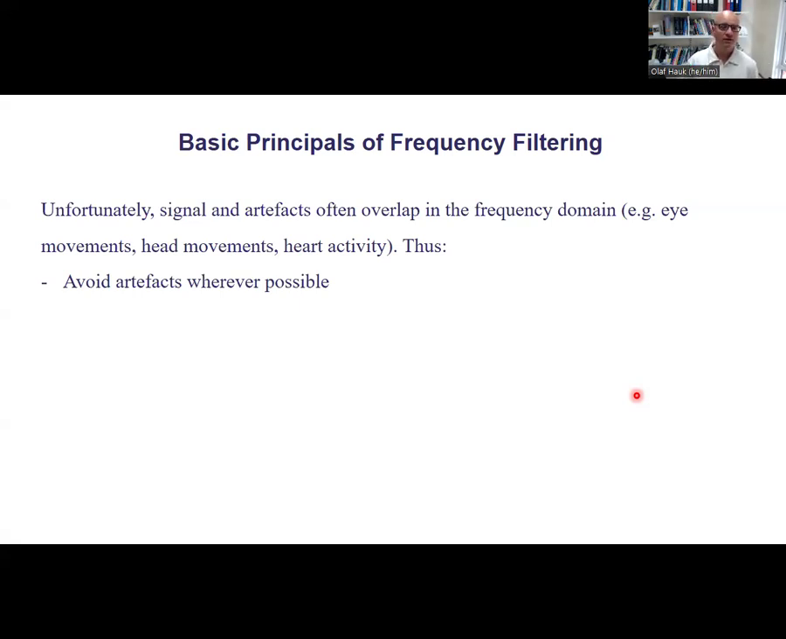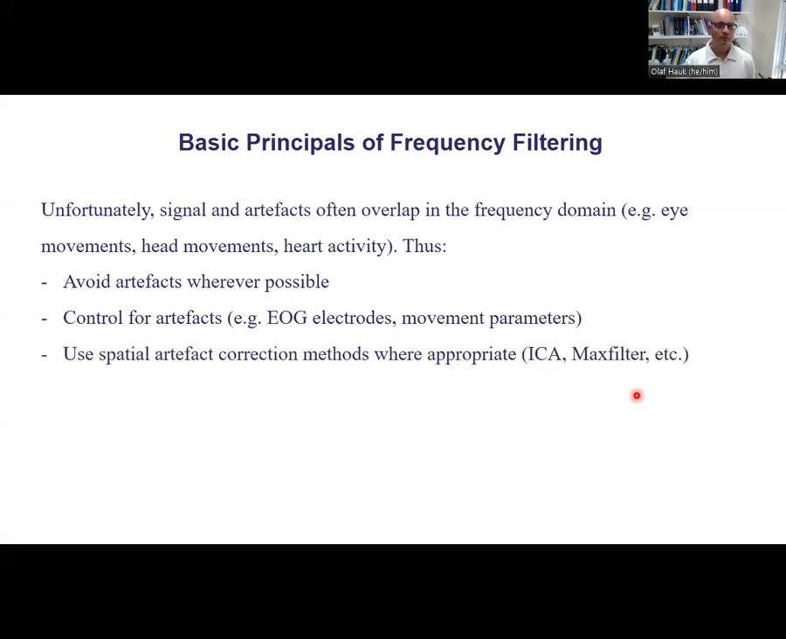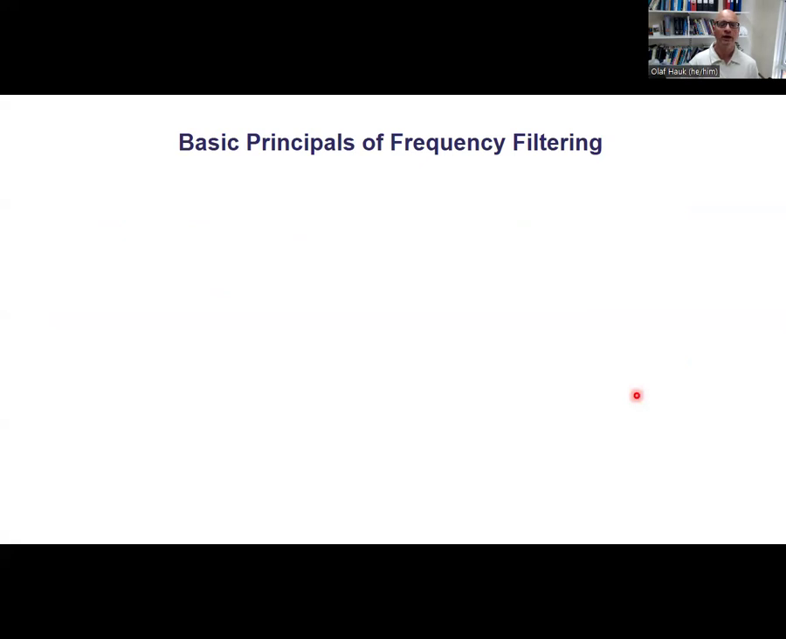So the golden rule, as always, is avoid artifacts if you can, control for them if you can. I mean, make sure that you have EOG electrodes there. If you're using MaxFilter, for example, you have movement parameters. You can get movement parameters out of it. And sometimes, or often, you also have to use spatial artifact correction methods, for example, independent component analysis or MaxFilter for MEG, to remove some other artifacts that might actually be in the frequency range of interest for you. Okay, but now back to frequency filtering.